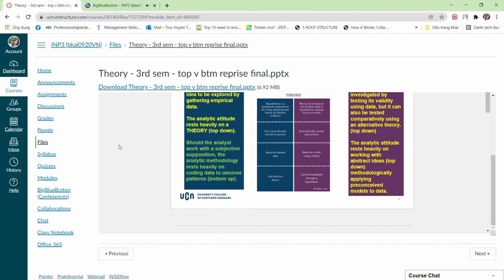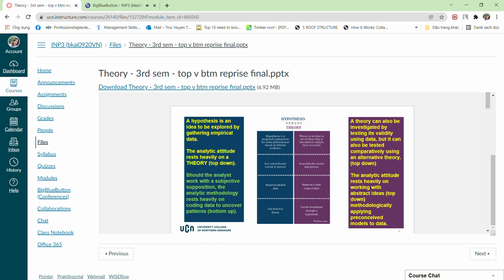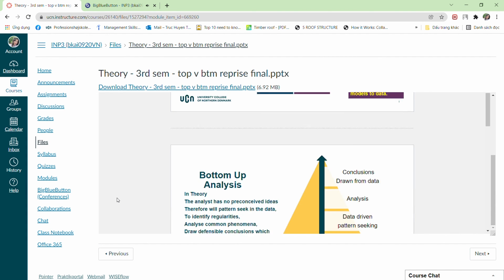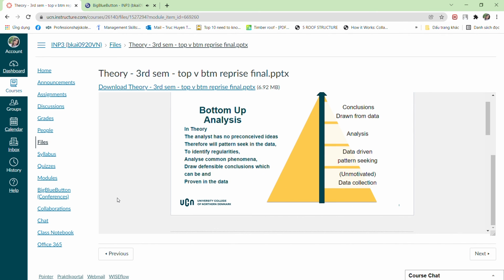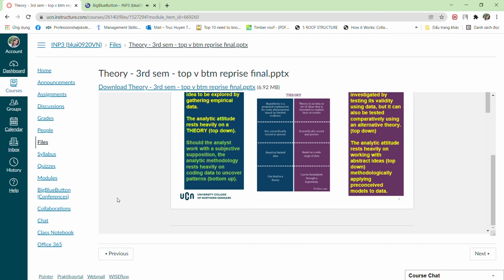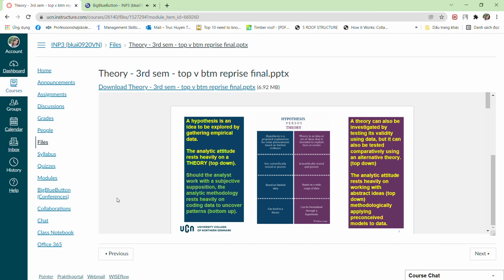Then you find the regularities. The regularities allow you to analyze common phenomena. Then you can draw defensible conclusions, because defensible conclusions are based on what really happens, this empirical data.